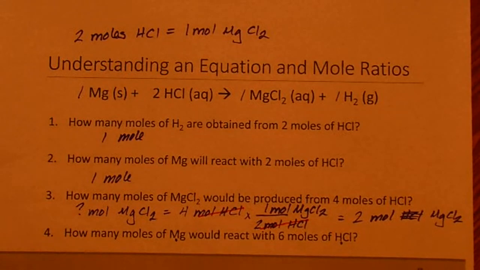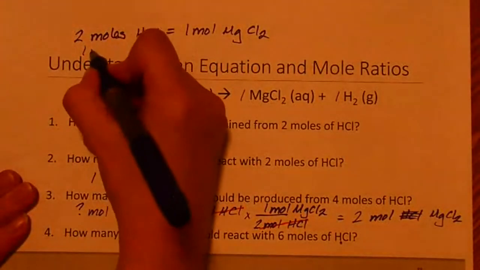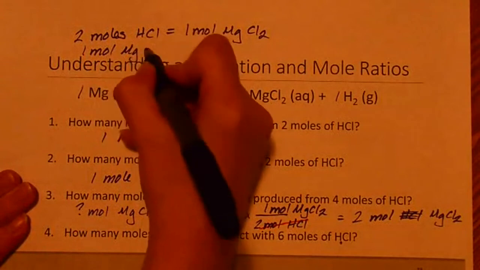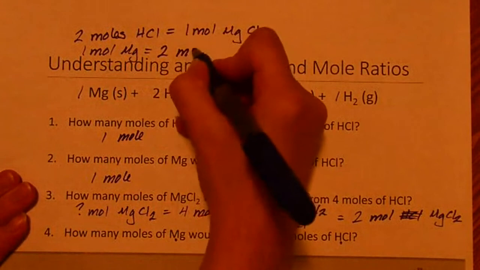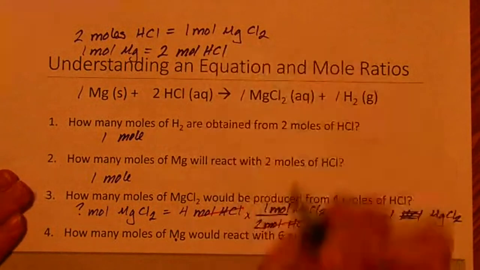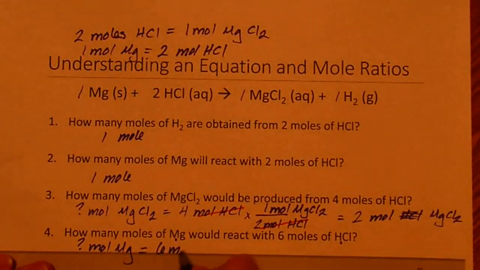So now I'm interested in a relationship between moles of magnesium and moles of HCl. My equation tells me that for every 1 mole of magnesium that reacts, that's going to be reacting with 2 moles of HCl. Okay. So now I can use that like a conversion factor. I want to know how many moles of magnesium would react with 6 moles of HCl.